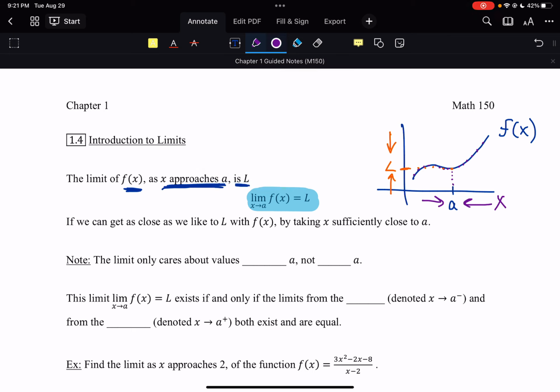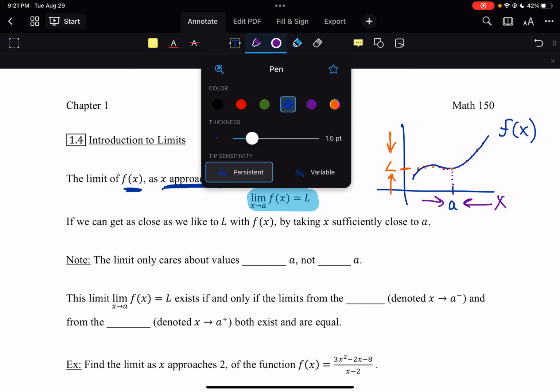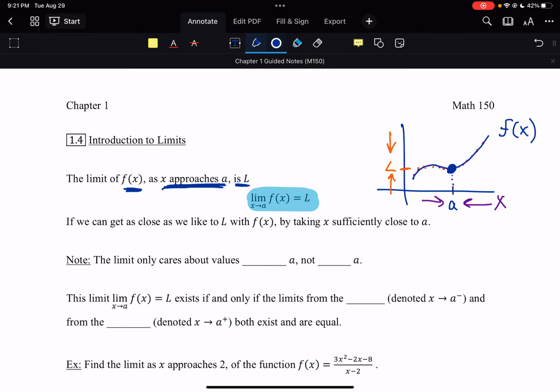So we define limits in this way so that we're narrowing in on this value, whatever it may be. As x is narrowing in closer and closer on this point, the output values, the y values, are also narrowing in until they get so close that eventually we identify where the function is going as x approaches a. That value L is the limit. And we can get as close as we like to L with f of x by taking x sufficiently close to a. So x is going to get closer and closer to a, and the function values are going to get closer and closer to L.